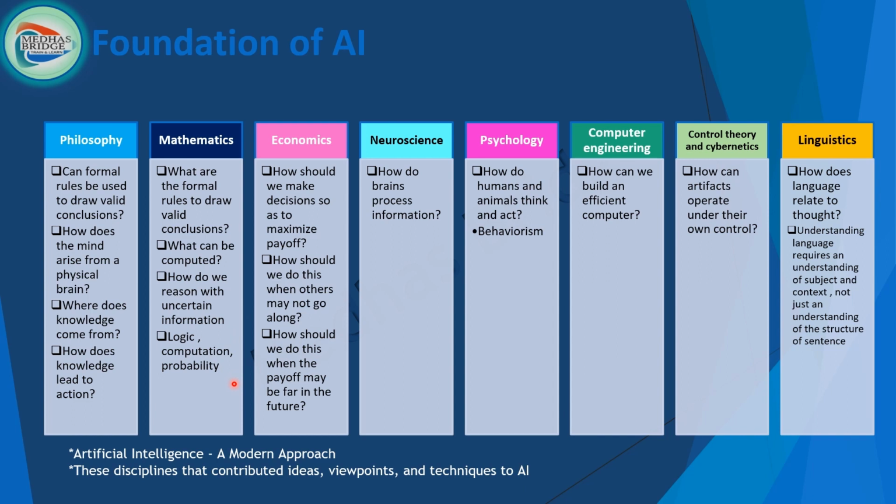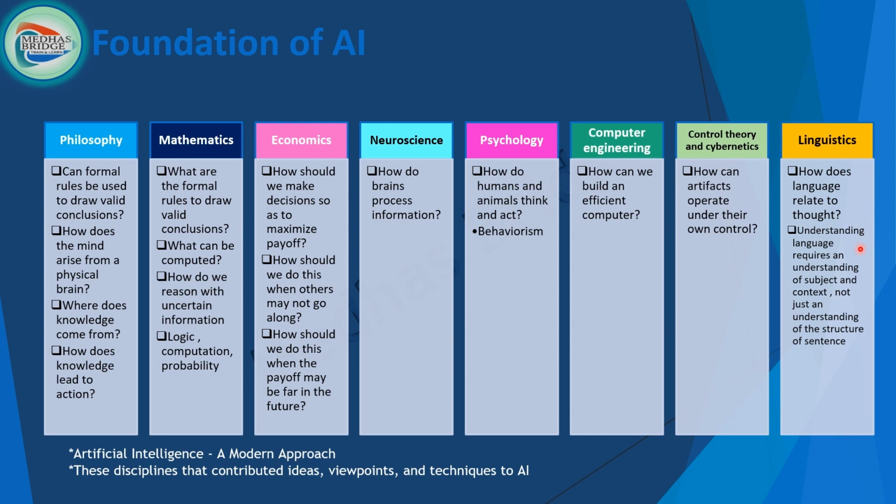In economics, how should we make decisions so as to maximize payoff? How should we do this when others may not go along? How should we do this when the payoff may be far in the future? In neuroscience, how do brains process information? In psychology, how do humans and animals think and act, like behaviorism? In computer engineering, how can we build an efficient computer? In control theory, how can artifacts operate under their own control? In linguistics, how does language relate to thought?